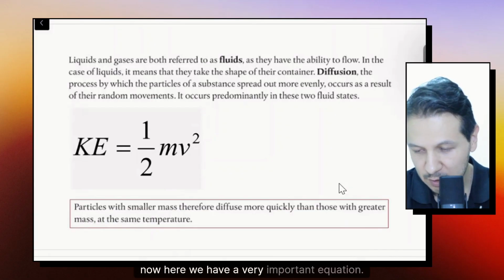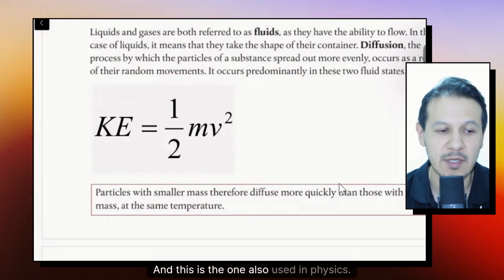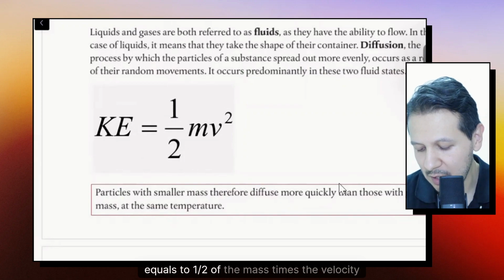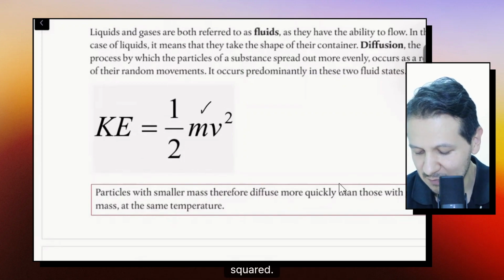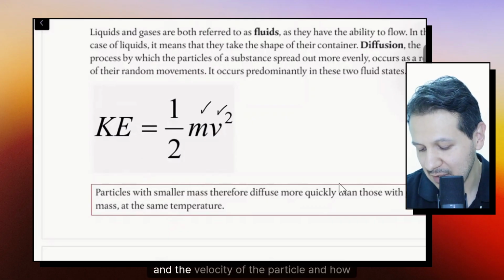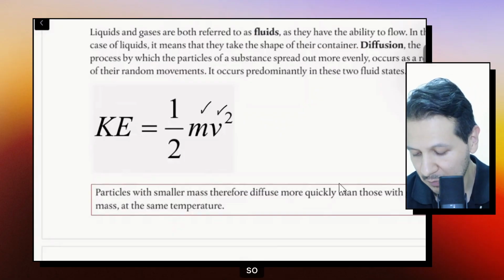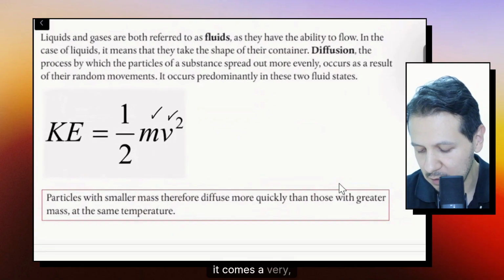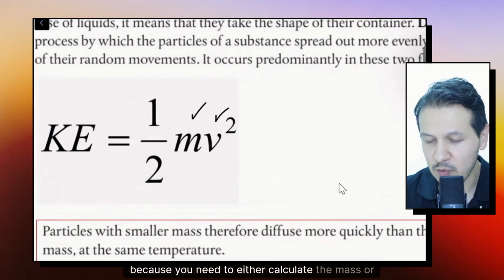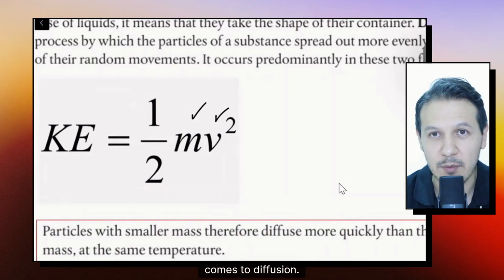Now, here we have a very important equation. This is the equation of the kinetic energy, and this is the one also used in physics. This kinetic energy equals 1/2 of the mass times the velocity squared. This is the formula that describes the mass and the velocity of the particle and how this is changing. Okay, so here it comes a very familiar situation because you need to either calculate the mass or the velocity in a particular exercise when it comes to diffusion.